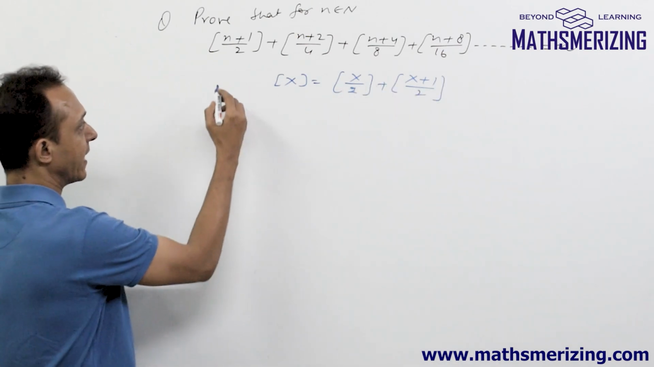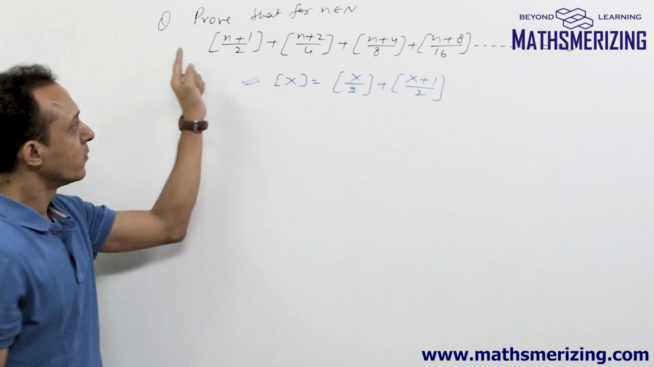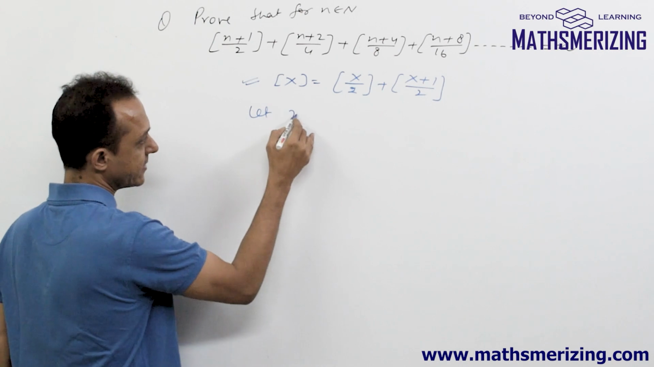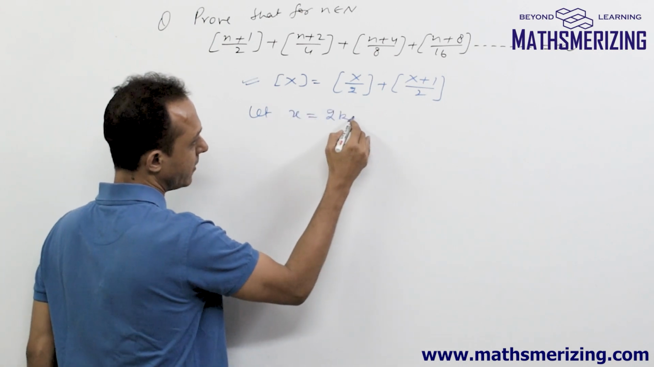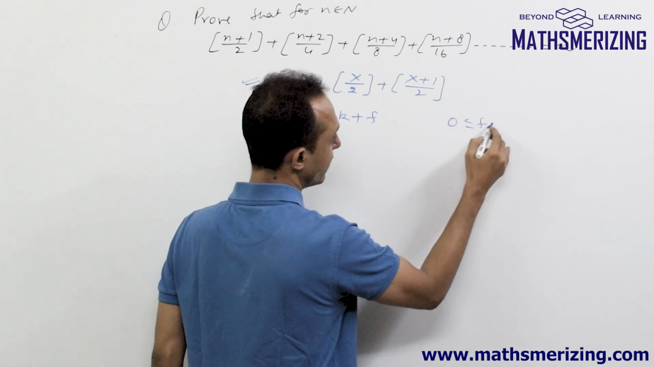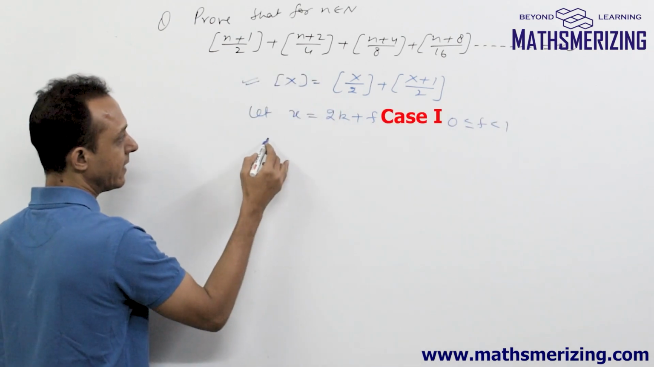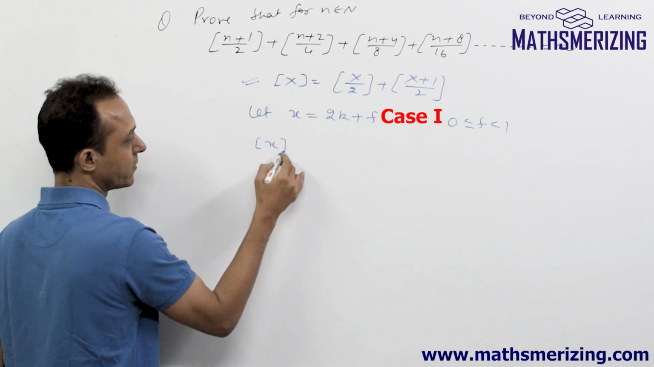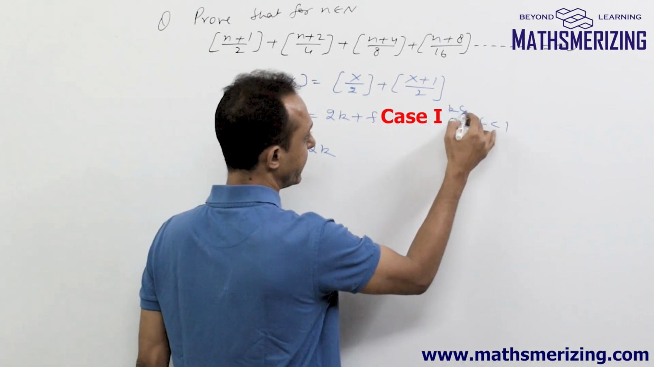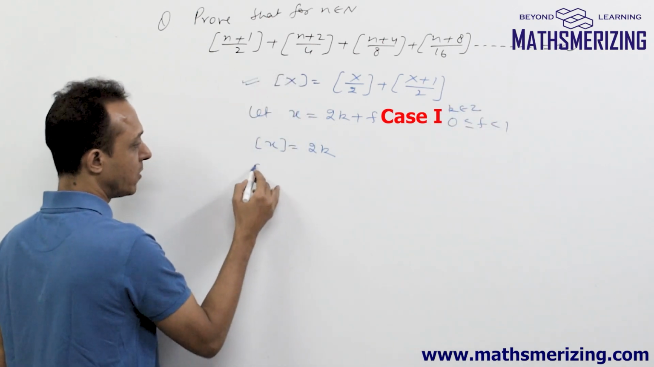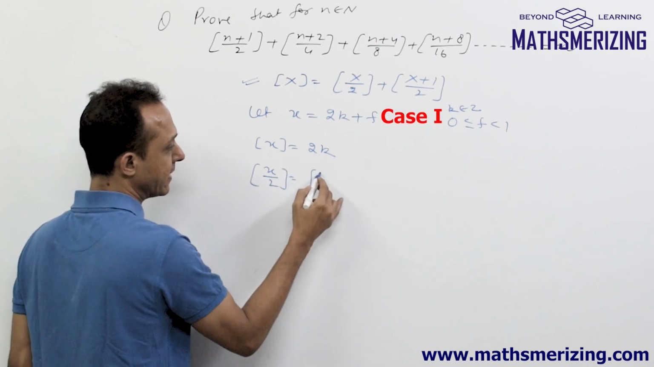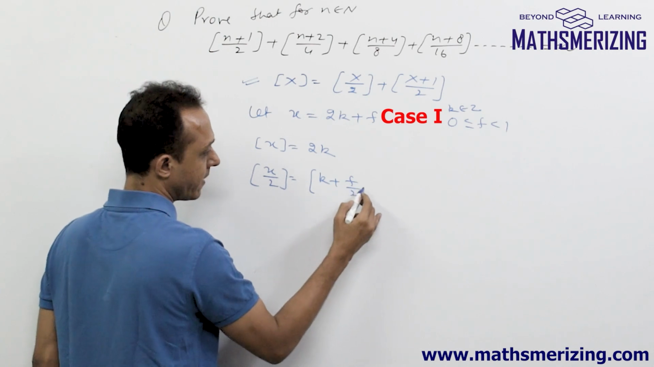So this is the result that I'll need to prove first in order to solve this equation. Now what I'll do is I'll let this x be 2k plus f, where the value of f lies between 0 and 1. So the greatest integer function of x will simply be 2k, where k is an integer. Now what about the greatest integer function of x by 2? If I write x by 2, I can simply write it as k plus f by 2.